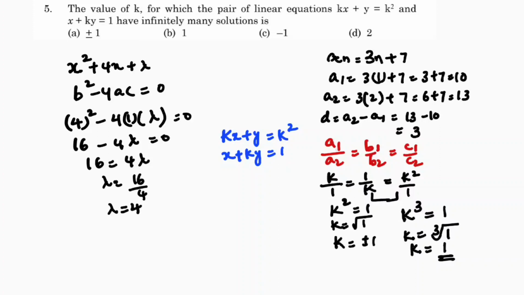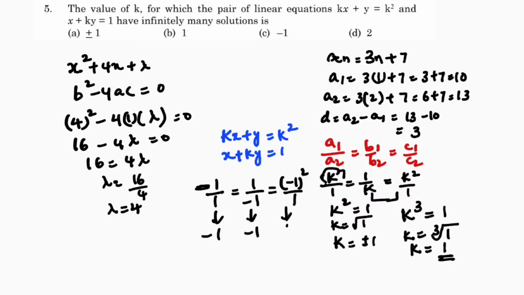I'll show you once. In place of k, now I'll take minus 1. So minus 1 by 1 equals 1 by minus 1. Till here it's fine. But the last one, minus 1 whole square by 1. This value you are getting minus 1, this value you are getting minus 1, but this you will get plus 1. So they will not be equal. Minus 1 will not satisfy here. So that's why the correct answer is B.